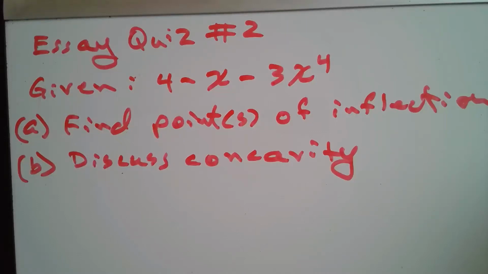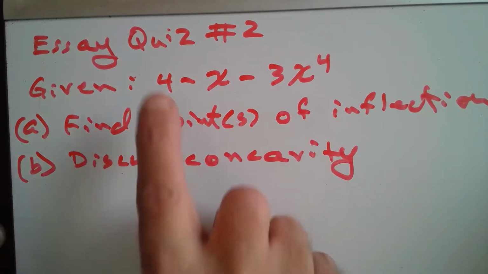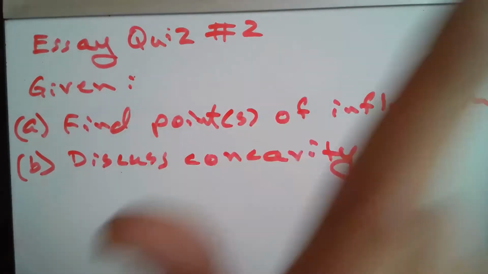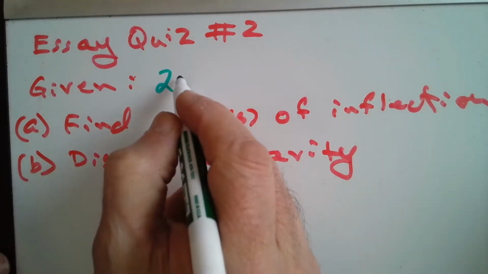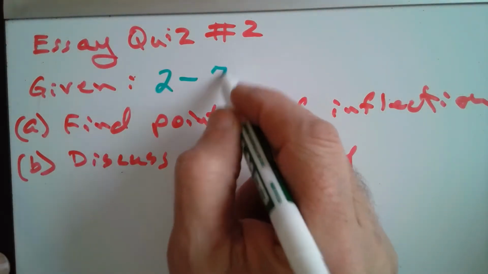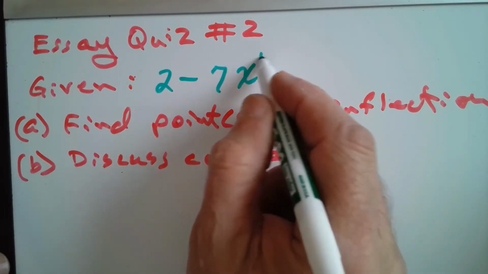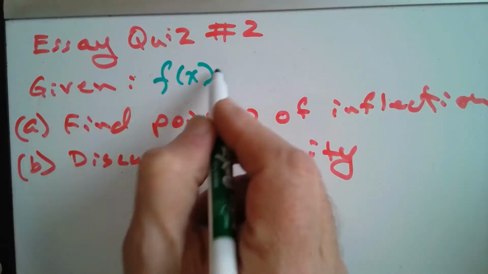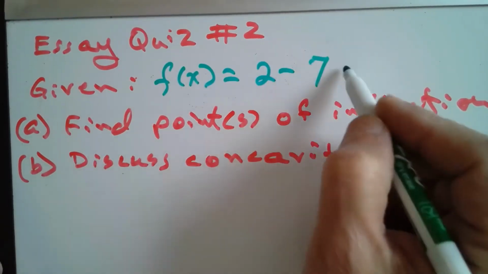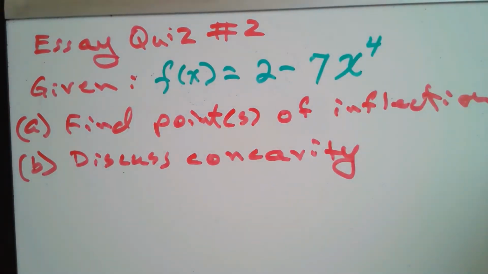Essay quiz number 2. The problem that's given is 4 minus x minus 3x to the 4th. Find the points of inflection and discuss concavities. Basically the instructions. Well, since this is the essay question, I'm going to give one that's similar to that, which is 2 minus 7x to the 4th for f of x. f of x equal to 2 minus 7x to the 4th.